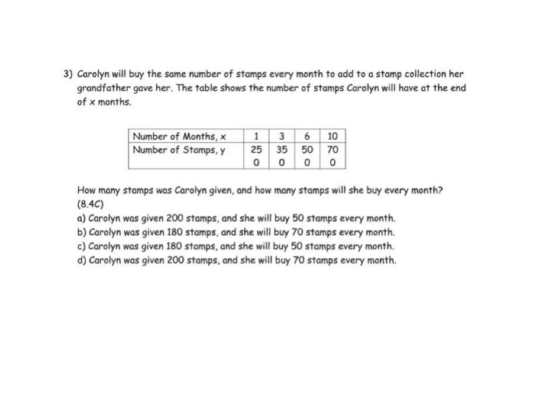A. Carolyn was given 200 stamps, and she will buy 50 stamps every month. B. Carolyn was given 180 stamps, and she will buy 70 stamps every month. C. Carolyn was given 180 stamps, and she will buy 50 stamps every month. D. Carolyn was given 200 stamps, and she will buy 70 stamps every month.